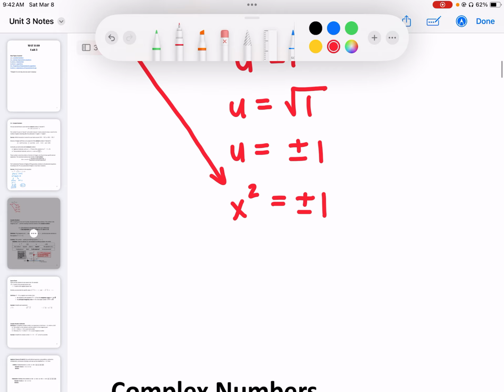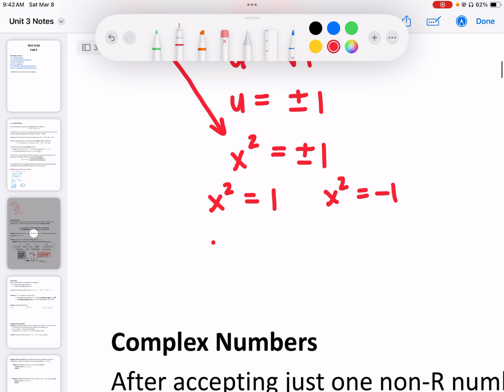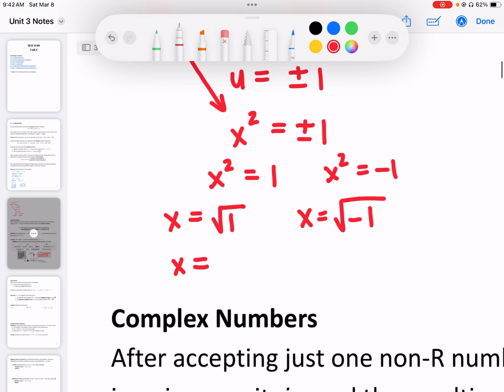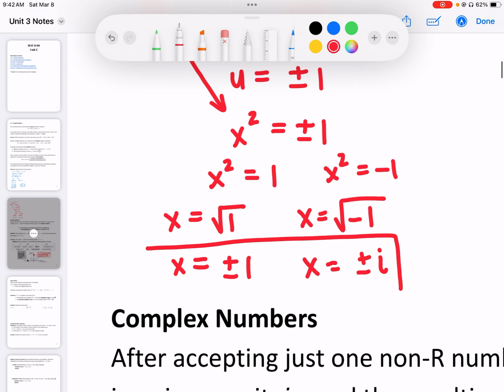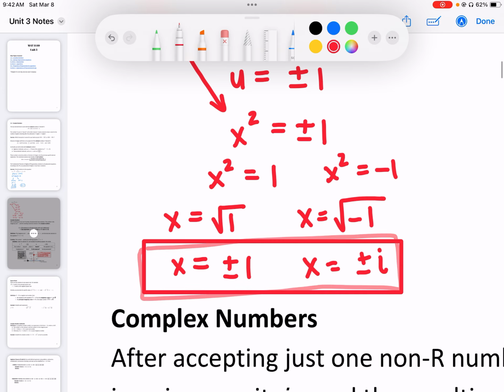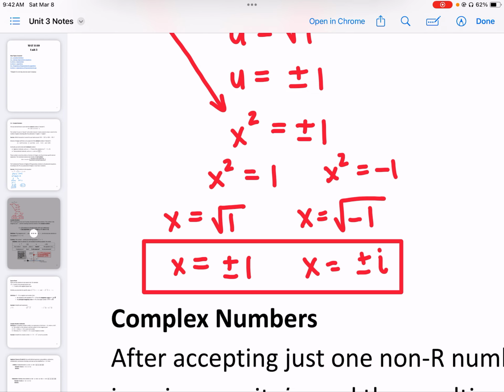Let's write that as two separate equations. We have x squared equals 1 and x squared equals negative 1. So we have the square root of 1 is equal to x, and we have the square root of negative 1 is equal to x. So x is going to be plus minus 1 as well as plus minus i. Again, the square root of negative 1 is going to be i.